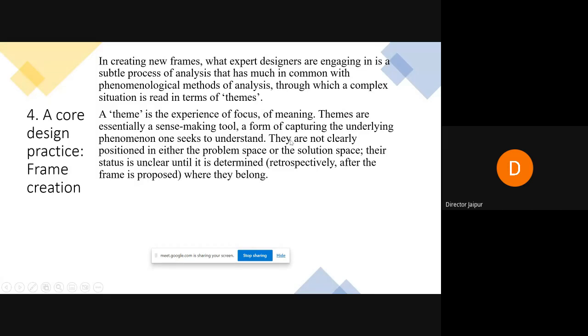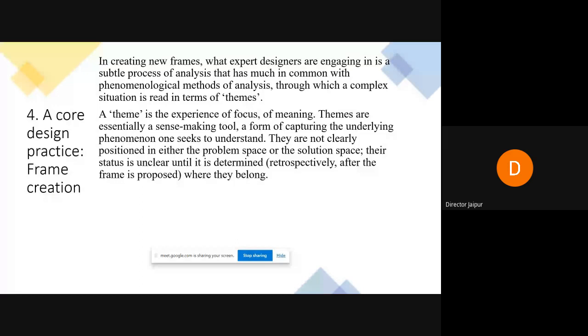Tata Nano is the best example of this. They are not clearly positioned in either the problem space or the solution space. Their status is unclear until it is determined where they belong. So, theme is another concept than field, and this also is a very, very important concept to understand.